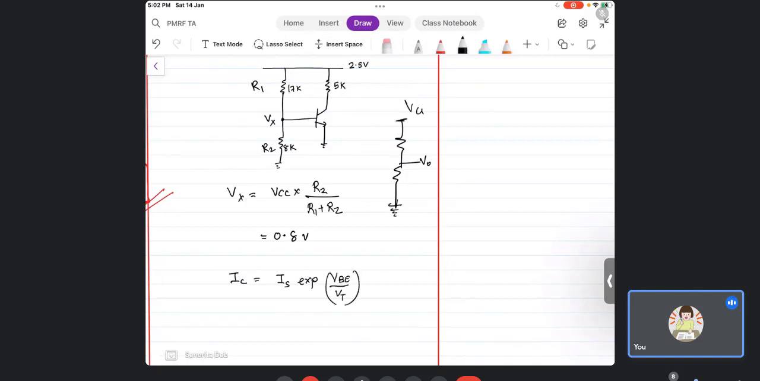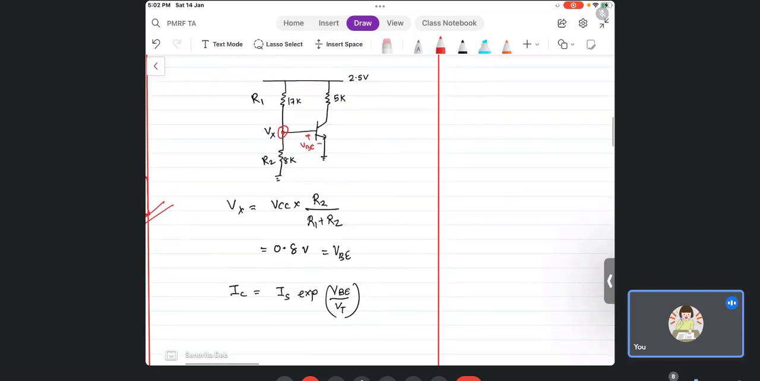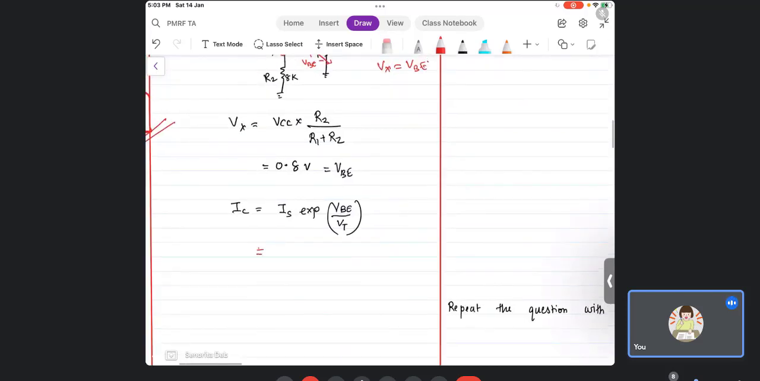So you know that Vx is equal to VBE, right? Vx is this node voltage, and this voltage Vx is nothing but VBE. I hope there is no confusion here. When I say the voltage at the node is Vx, you can apply KVL directly here: minus Vx plus VB is 0, so Vx equals VB. Please tell me what is the value of IC you are getting.